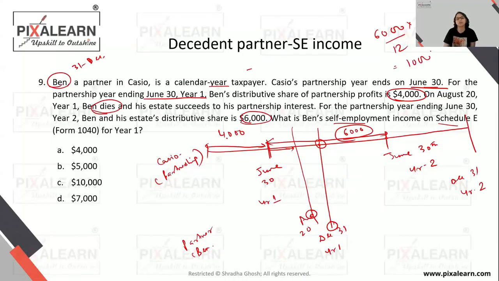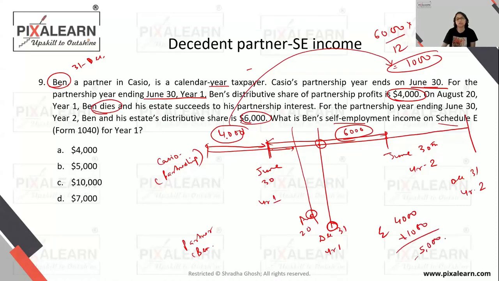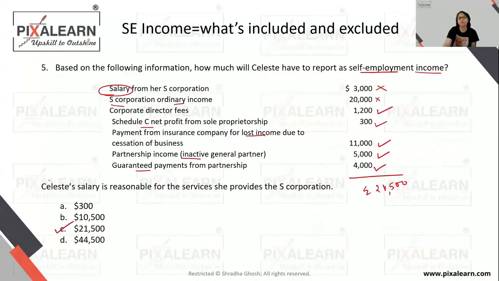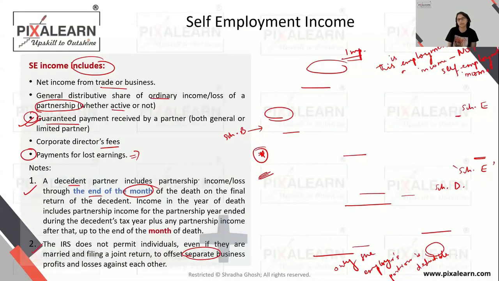You earned 1,000. So on 31st December, when you're filing your return, you will include 4,000 till 30th June, and you will include 1,000 till the period of death. So the total becomes 4,000 plus 1,000, which is 5,000, which will be taxable in your hands. I'm reading the provision here for you to understand what I just did.